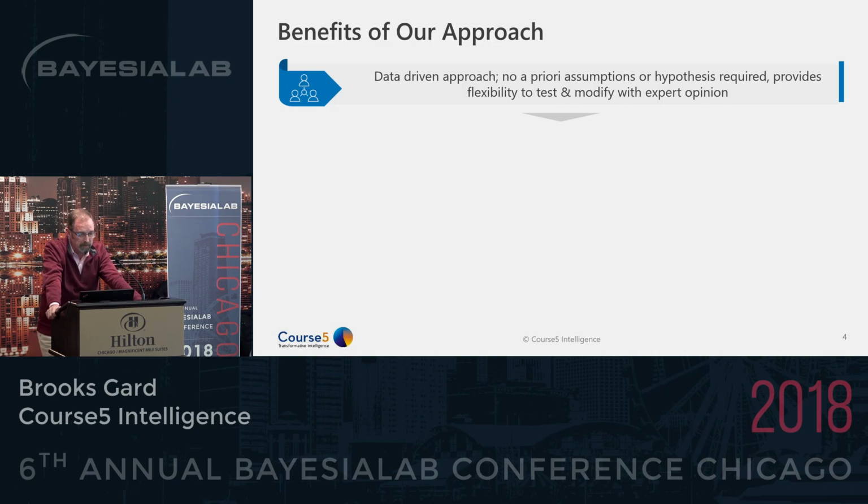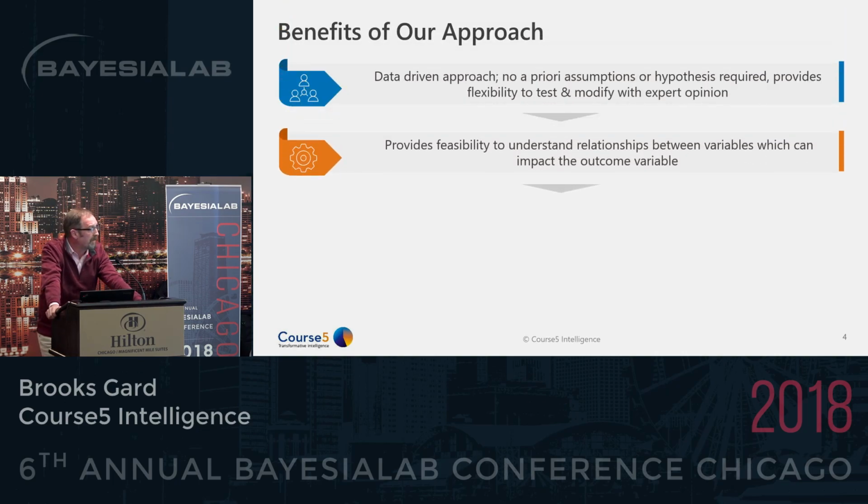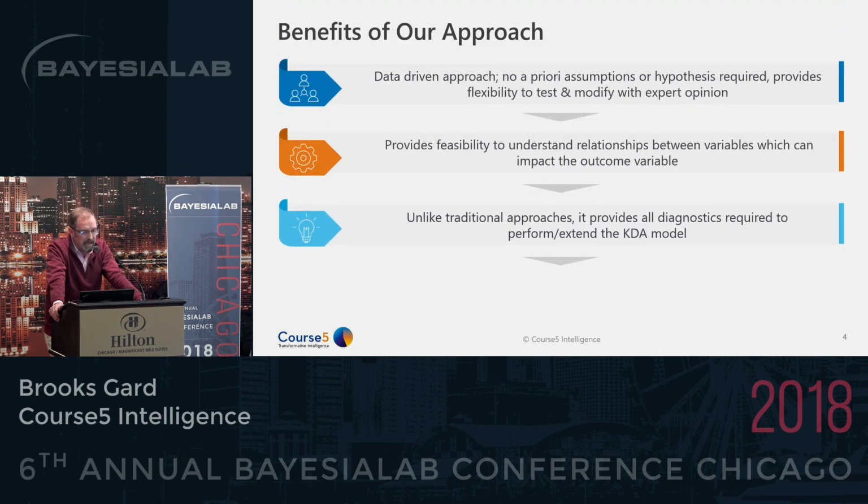Secondly, it provides feasibility to understand the relationships between the variables, which can impact the outcome variable. Again, this is something we don't see in traditional techniques where the multicollinearity or interrelationships are kind of nullified. As mentioned earlier by our previous speaker, the multicollinearity of the attributes is enhanced through Bayesian analysis. Unlike traditional approaches, it provides all diagnostics required to perform and extend the KDA model. So in this case, we can run, as I mentioned before, various what-if scenarios, and this is, again, very important for our clients to be able to use the tool and gain deeper insights.